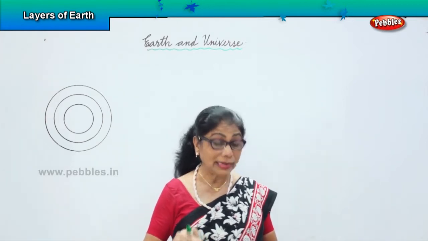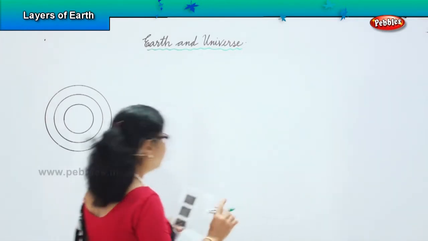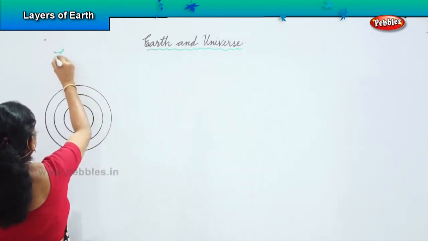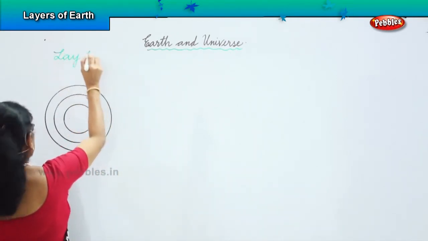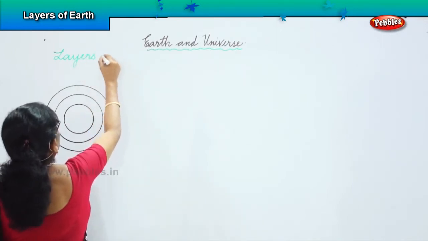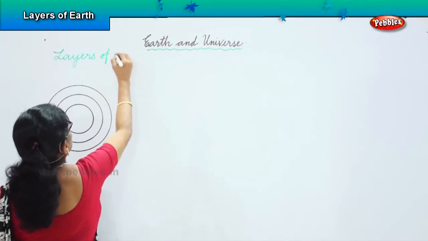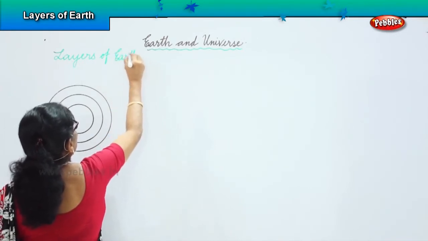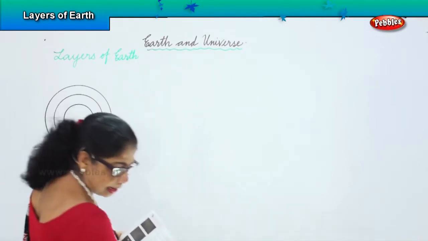Our earth has got a number of layers. So now let us look at the layers of earth. That's what we are going to look at in detail.